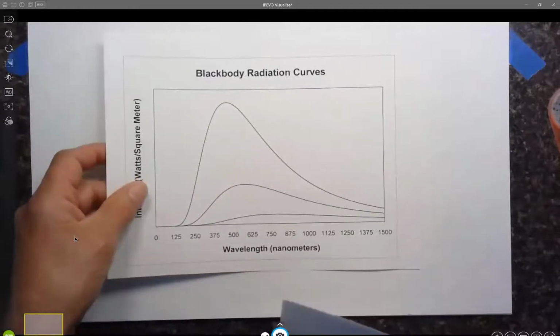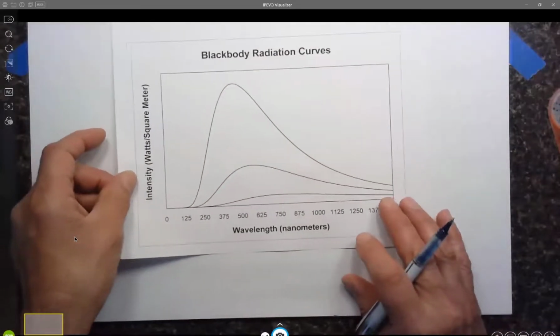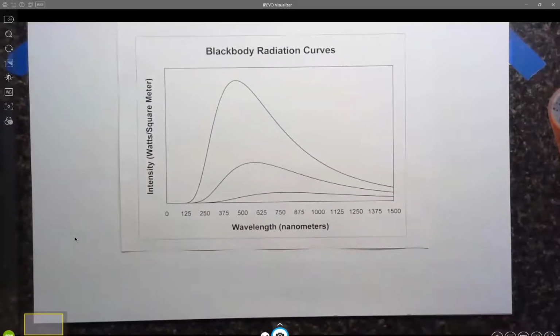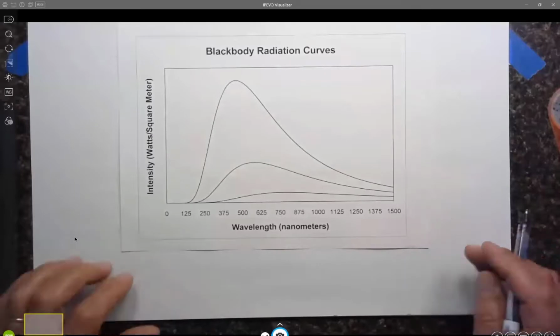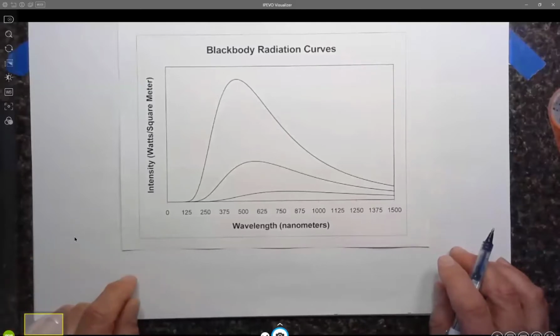Okay, I've got something we do, an activity we usually do in class, but I can work our way through it here by hand, and we can kind of understand it. These are 3 different objects that are at 3 different temperatures, and I'm supposed to say which one is the hottest object here.